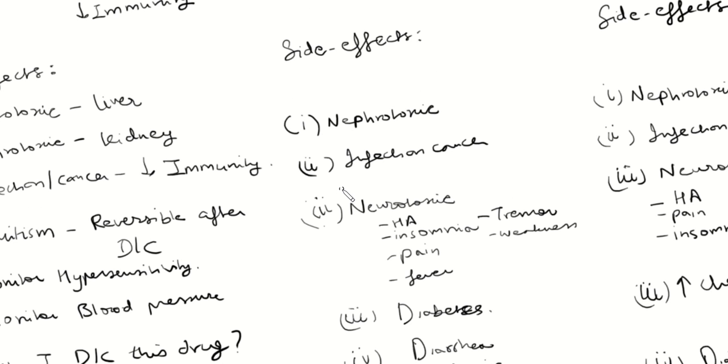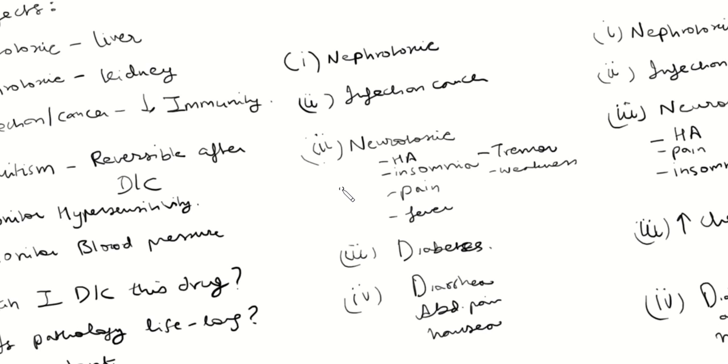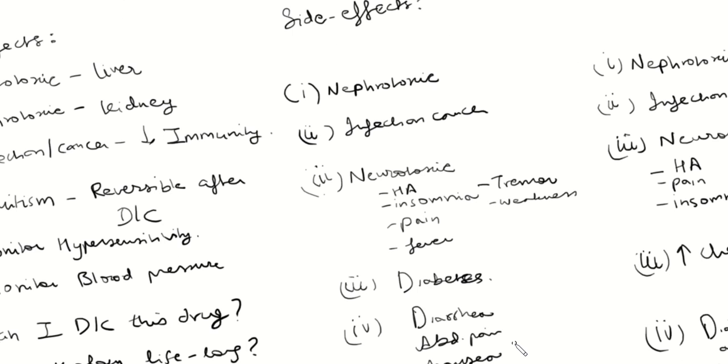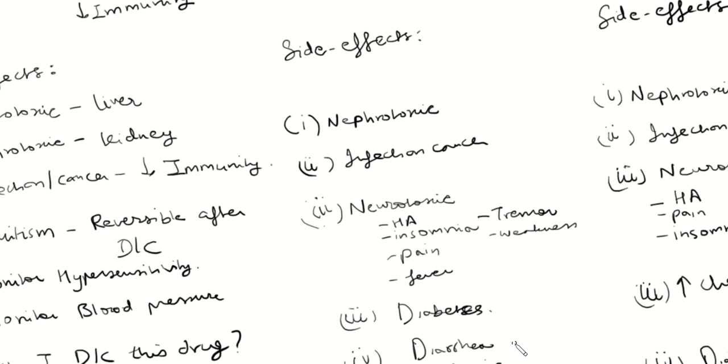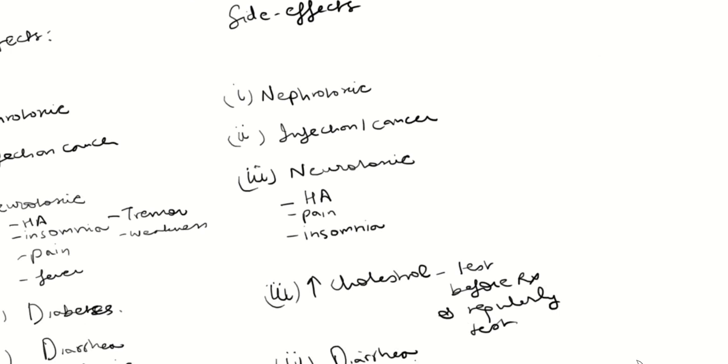Again, infection and cancer, we've covered it, but it's got some other interesting side effects. There's neurotoxicity, so headache, insomnia, pain, fever, tremors, and weakness. Diabetes is one of the big ones. And then also diarrhea, abdominal pain, and nausea. So these are some of the important side effects with this drug. Okay.